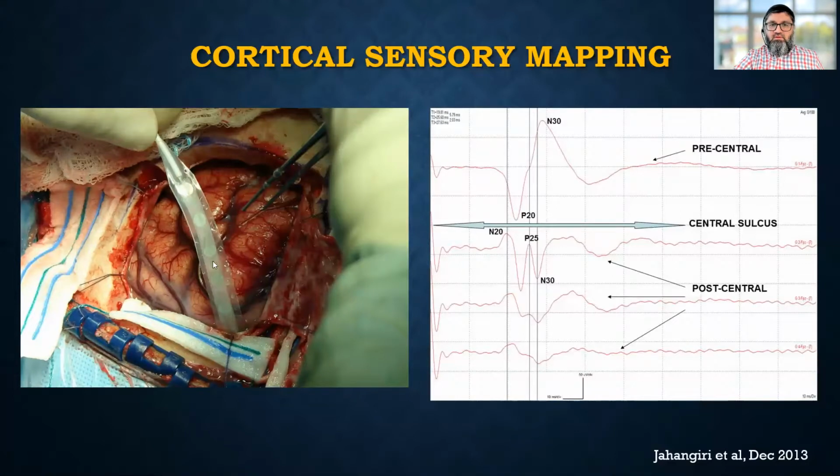So this is the same 1 by 8 grid. The surgeon is placing the grid on the brain, so you have to make sure the contacts are exposed.